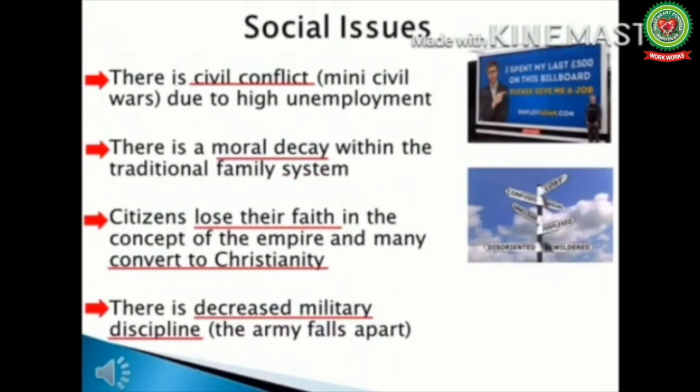Social issues. There was civil conflict. By the word civil conflict, we mean a war between the citizens of the same country. Why did it happen? It happened due to high unemployment. Number 2, there was a moral decay.